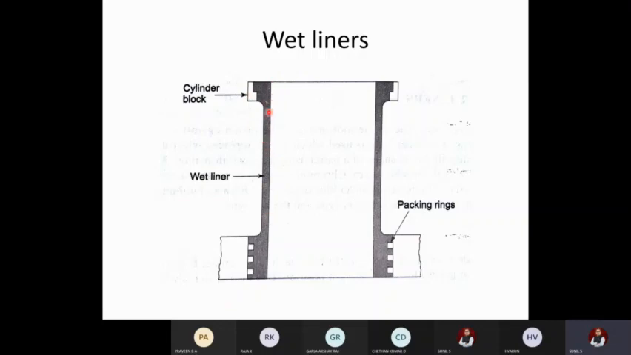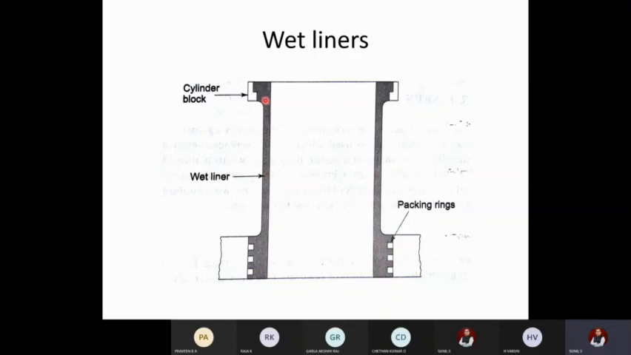Okay, so this is the cylinder block and this is the liner arrangement. There are some grooves to support them. Okay, so the wet liner is pressed into the bore. So this is called the bore of the cylinder block, and it is supported only at the top and bottom structures. Okay, so the liners will be making direct contact with the cooling water on one end.